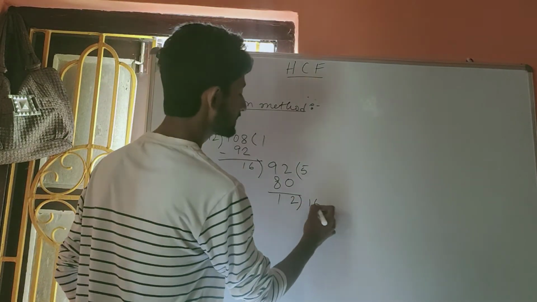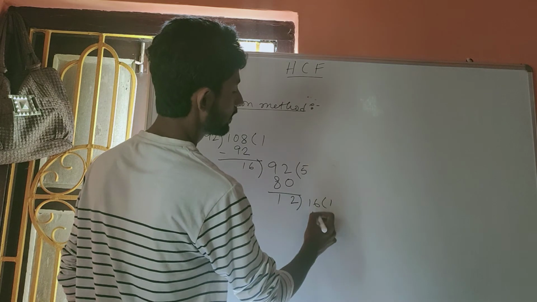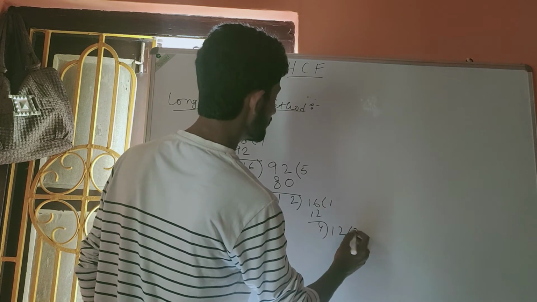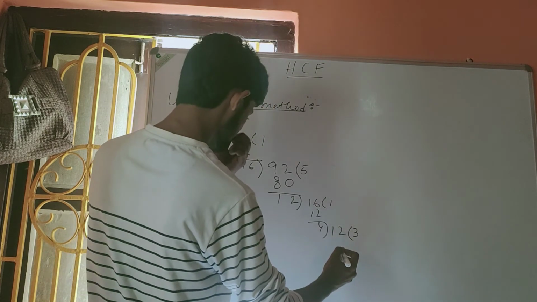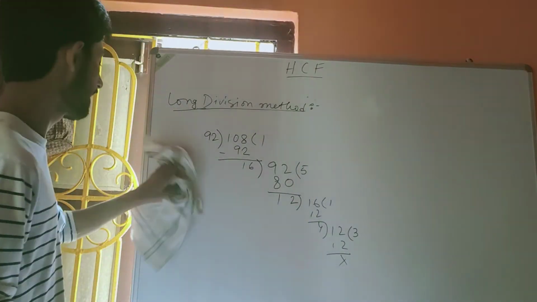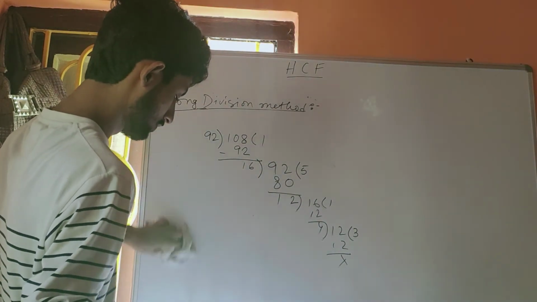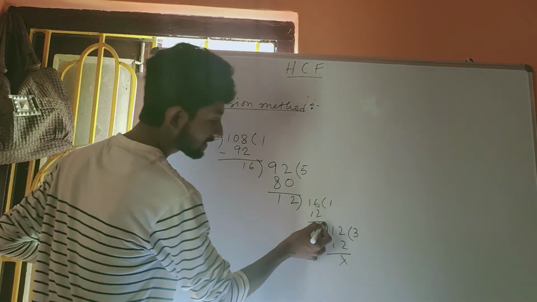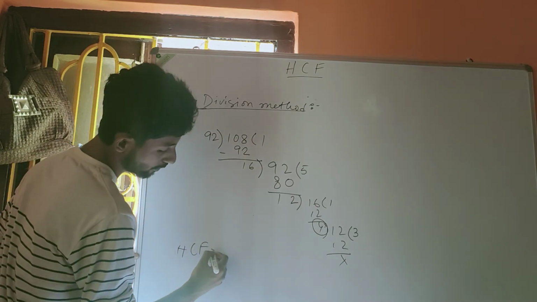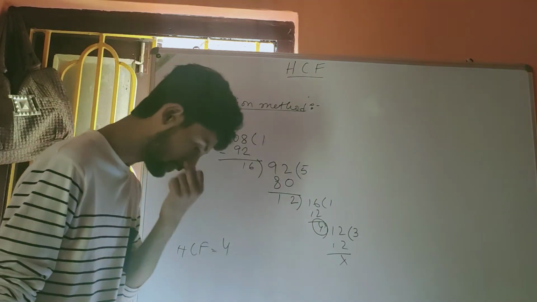Now 16 divided by 12. This divisor will become the dividend. Now 16 divided by 12 is 1, then the remainder will be 4. Now 12 will be divided by 4. So it will be 3. Here, the last divisor will be your HCF. HCF will be the last divisor. HCF will be your last divisor.